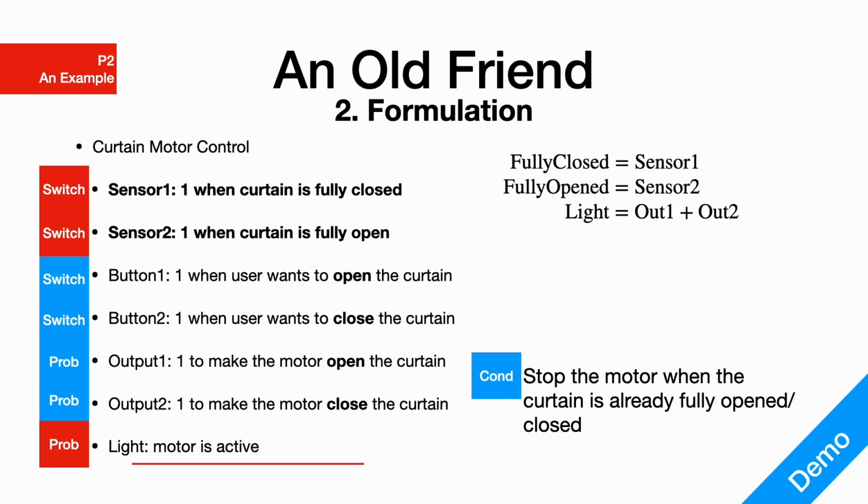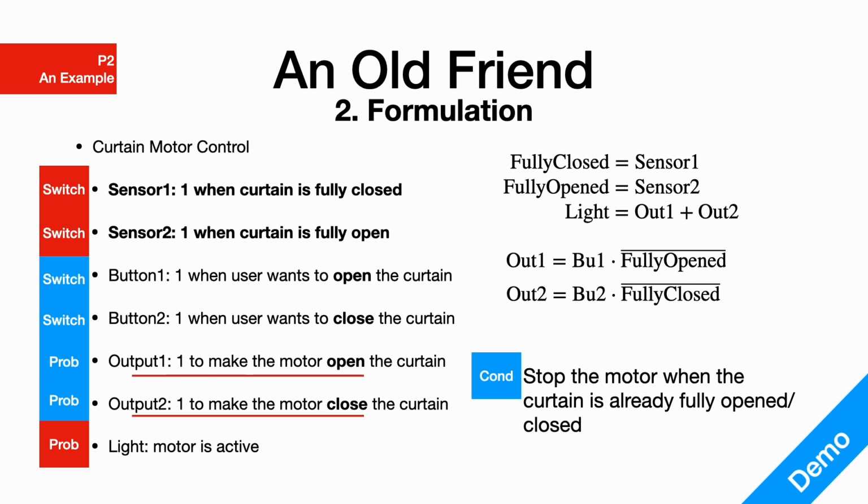The next thing we can do is to try to model output 1 and output 2. Output 1 and output 2 both have 2 different conditions. First of all, if you want to open the curtain, the user must be pressing the button 1. And further, if you want to rotate the motor to open the curtain, the user will have to press the button 1 as well as the sensor receiving a negative signal saying that the curtain is currently not fully opened.